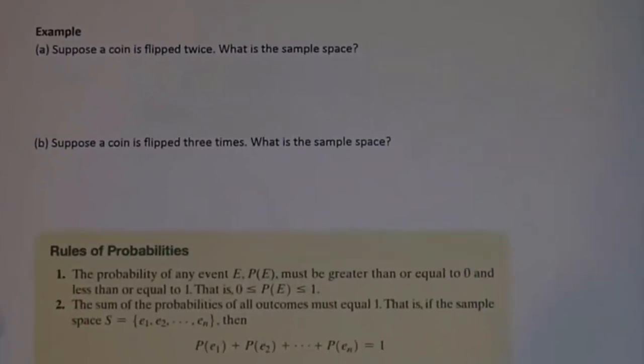Example, suppose a coin is flipped twice. What is the sample space? So now I'm not going to just flip a coin once, I'm going to flip a coin twice. So I'm going to flip it, and then I'm going to flip it again. What are the possible outcomes? What is the sample space?